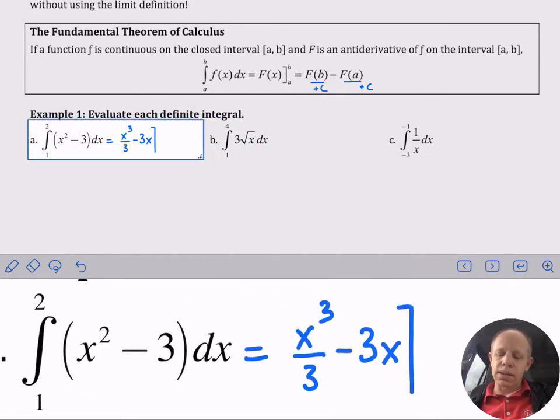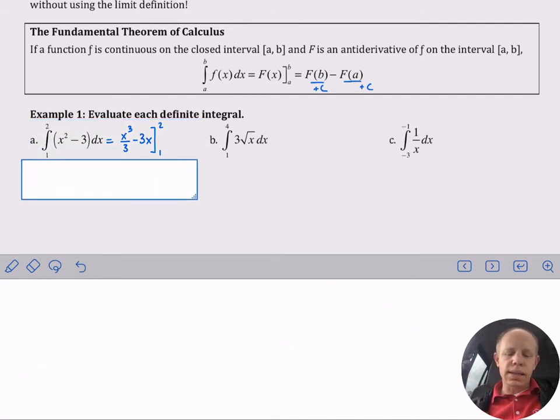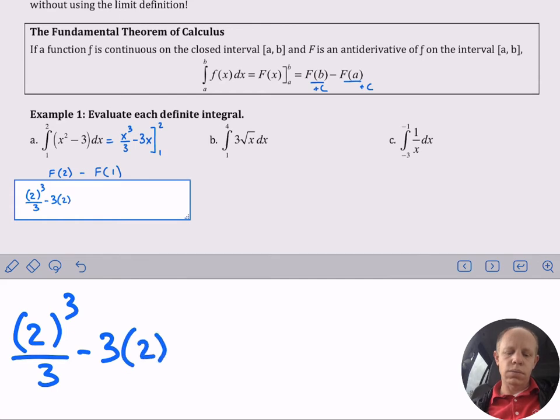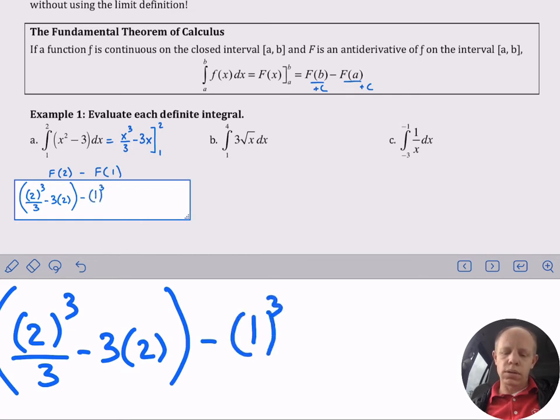Now we're going to evaluate this from, we're going to use this notation, 1 to 2. So 1 being the starting position, 2 being the ending position. And so what that's going to mean is we're going to find capital F at 2 minus capital F at 1. And so capital F at 2 will basically just take 2 and plug it into the antiderivative. So 2 cubed over 3 minus 3 times 2. Okay, and there's capital F at 2. And then minus capital F at 1. So that's going to be 1 cubed over 3 minus 3 times 1.